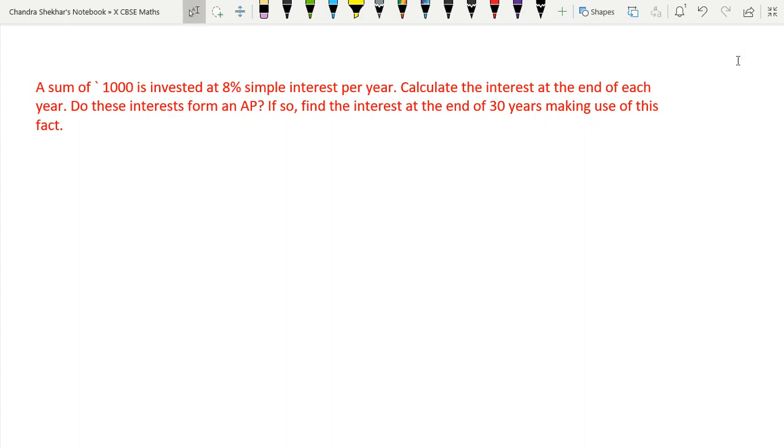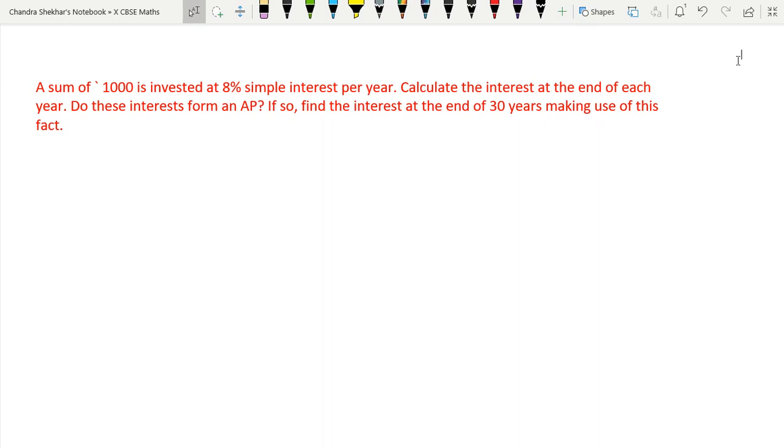Calculate the interest at the end of each year. Interest, how many interest. So first we find it for like 3 years. Okay, can you tell me what is the question?